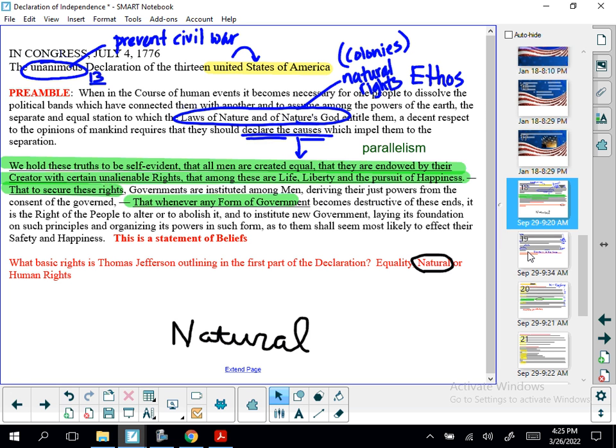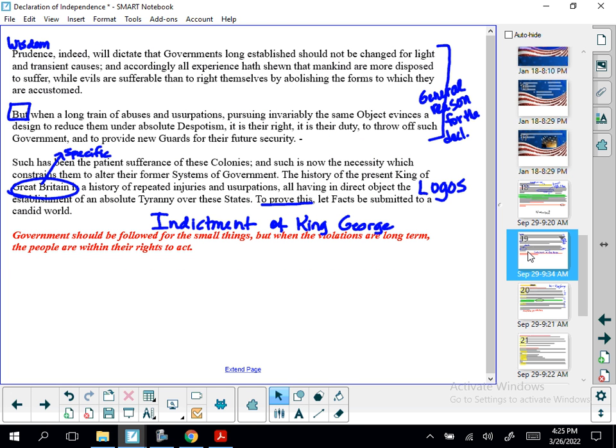So now we're going to go to the next one, and we're still talking about the statement of beliefs. Prudence, which is another word for wisdom, begins those next two paragraphs. If you want to put a bracket there or block it off, it is a general reason for the declaration.